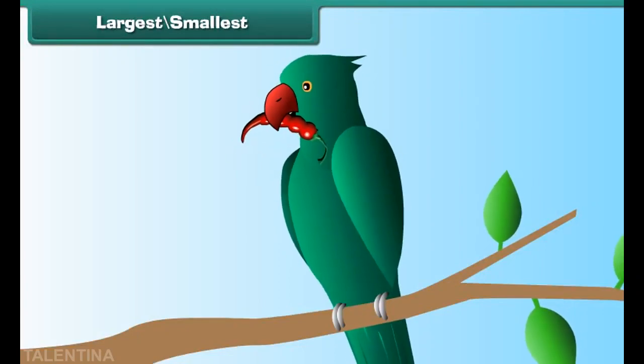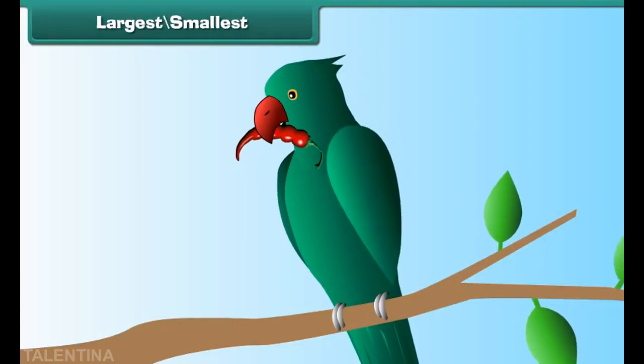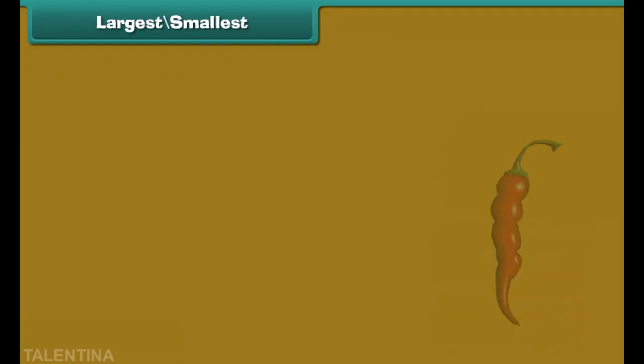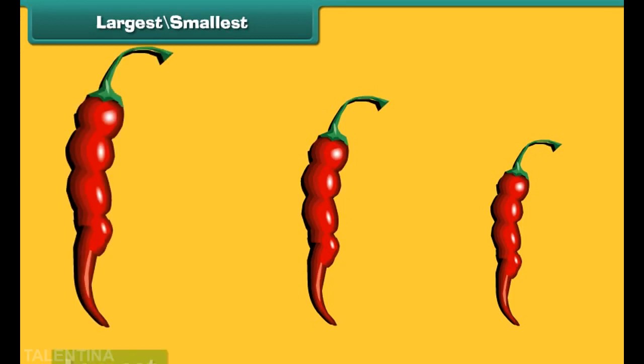Remember the red chilies a parrot eats. There are small chilies and big chilies. Among three chilies, the first is longest, the third is smallest.